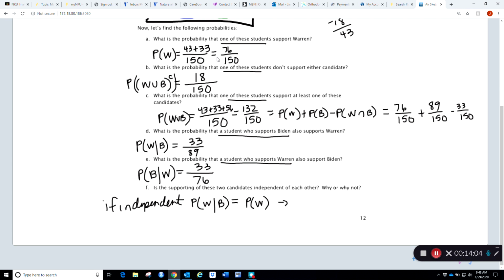So what I'm going to check is, is our 33 out of 89 the same thing as our 76 out of 150? Now, it might be hard to tell by just looking at the fractions, so this is where changing them to decimals could be helpful for you. So the 33 out of 89 is 0.3708. And the 76 out of 150 is 0.5067. So do those two things equal each other? No. So if they're not equal, they are not independent.